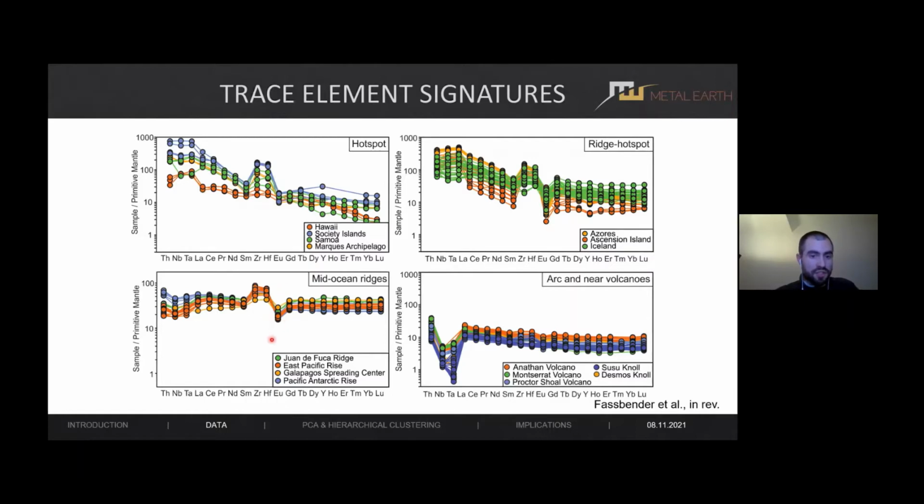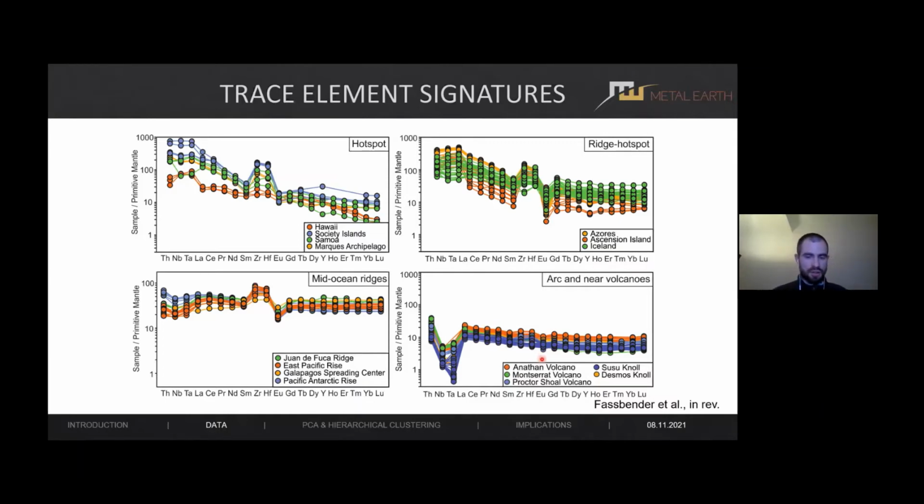So here we have samples from the Juan de Fuca Ridge, the East Pacific Rise, and Galapagos that we just saw before. And our last end member basically are arc and near-arc volcanoes. These have strong pronounced negative niobium tantalum anomalies. They have kind of flat REE pattern as well, but they do not have negative europium anomalies, or if they do, it's very weak. These very weak to almost absent negative europium anomalies.